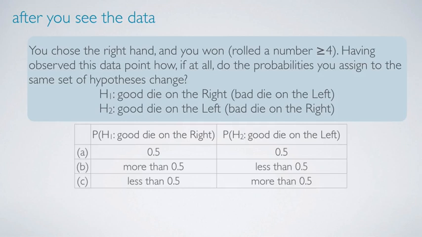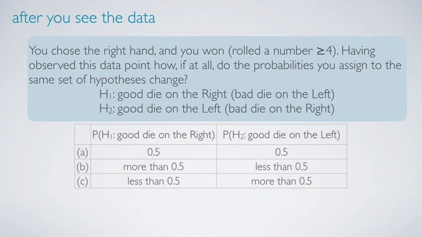Now we reevaluate our stance. You chose the right hand, and you got a number greater than or equal to 4 as a result of rolling the die on the right hand. Having observed this data point, how, if at all, do the probabilities you assigned to the same set of hypotheses change? The first hypothesis was that the good die is on the right, and the second was that the good die is on the left.